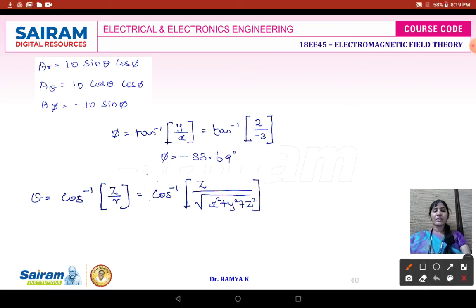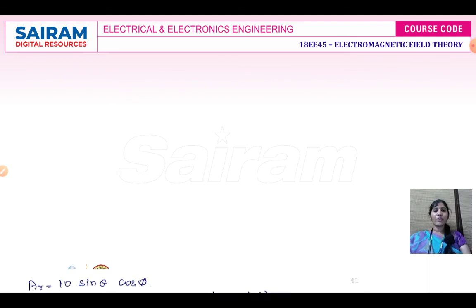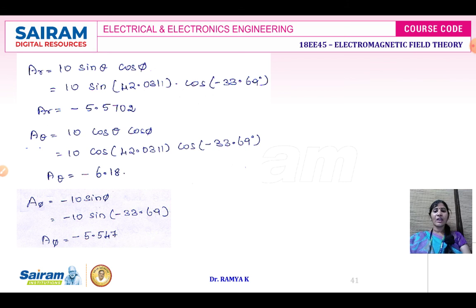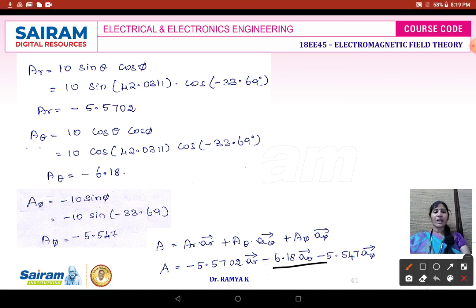The value of z is given, and x, y, z are also given. So r is equal to the root of x square plus y square plus z square. Once you calculate, you get theta as 42.0311. So substitute the values of theta and phi to obtain ar, a theta, a phi, and finally we will get the total vector A equal to minus 5.5702 ar vector, minus 6.18 a theta vector and minus 5.547 a phi vector.